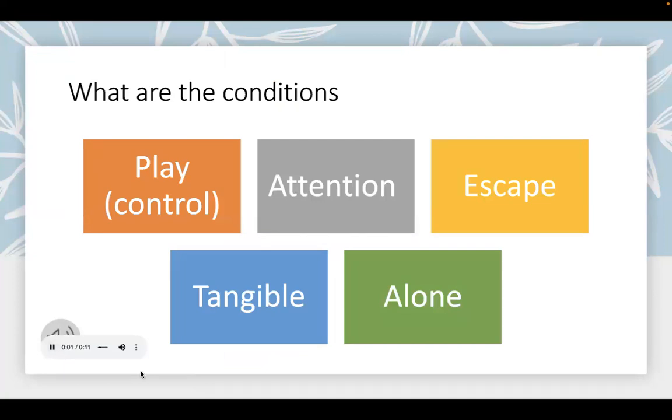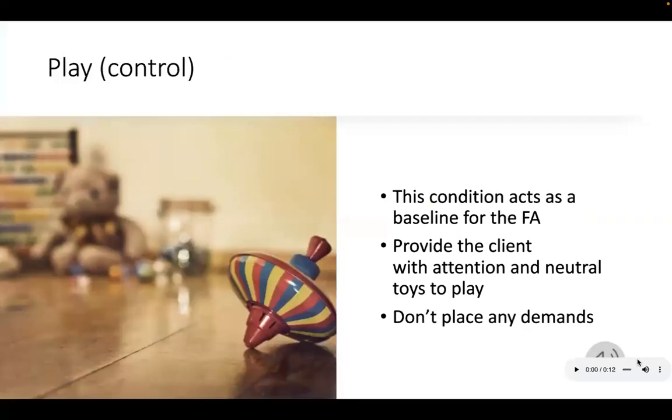The conditions of an FA are play or control, attention, escape, tangible, and alone. The next slides will go into more detail of all those conditions. Play. This condition acts as a baseline for the behavior. In this condition, you'll provide the client with attention, neutral toys to play with, and you won't place any demands.